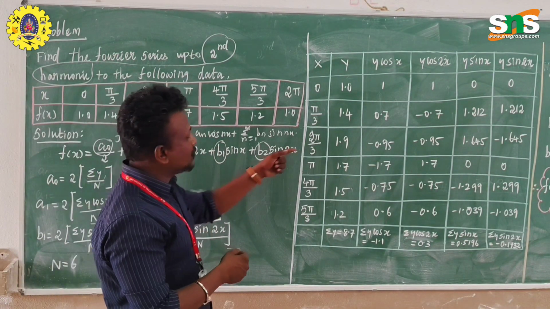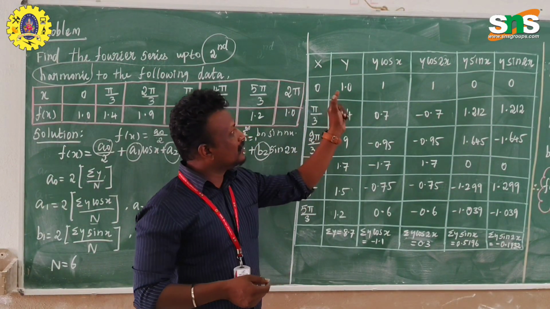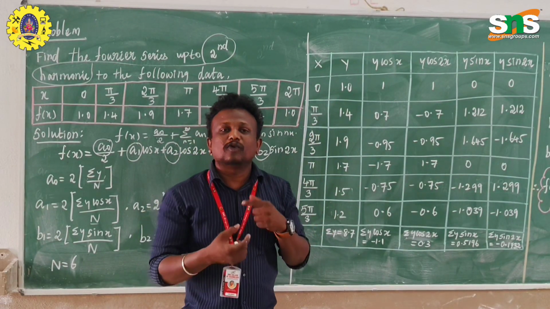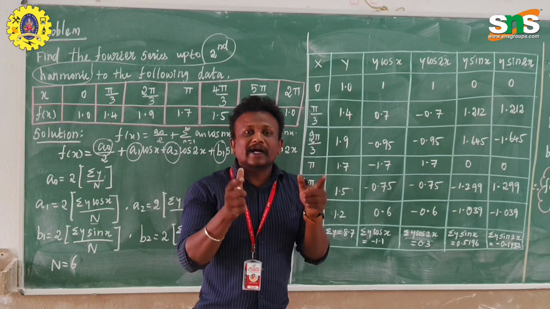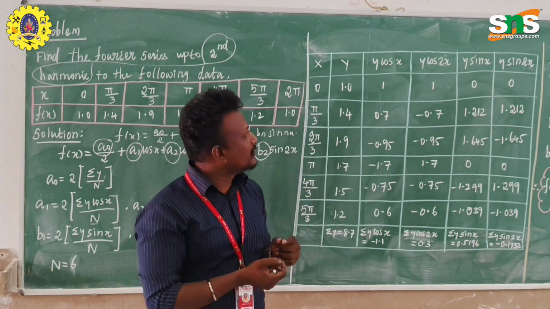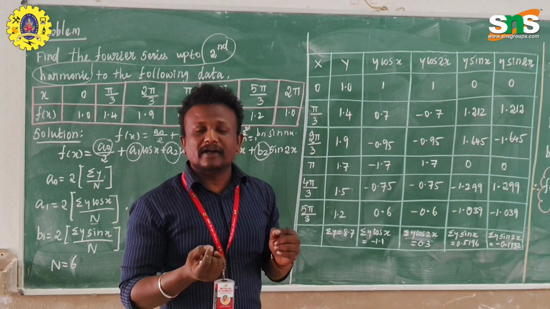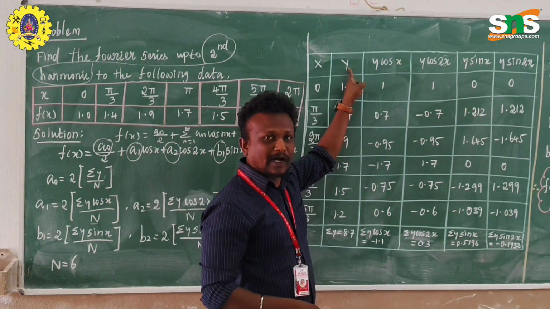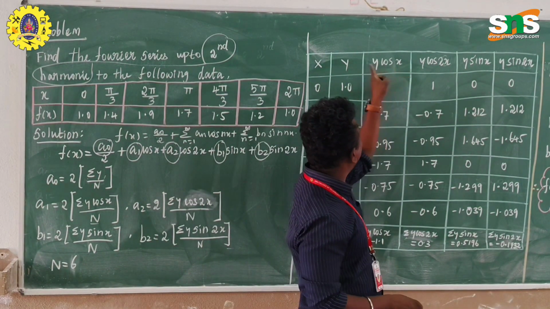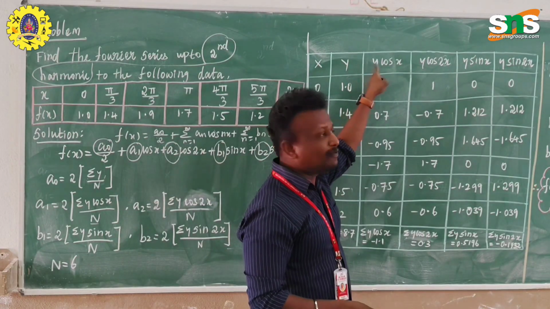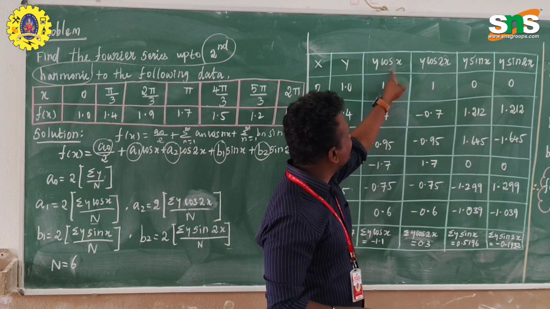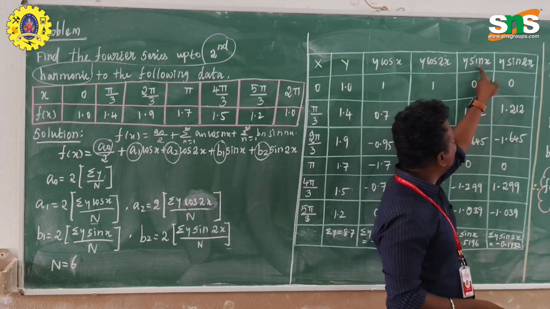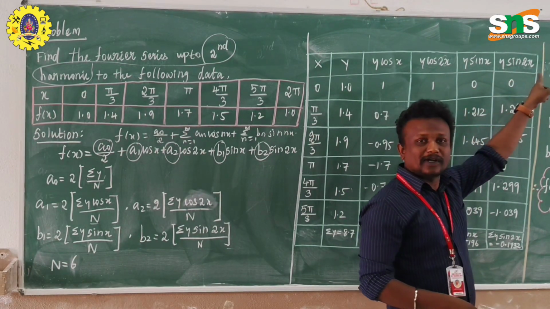Let us come to step 2. Here we have to form a tabular column, where we find out the required things in order to find the values of A0, A1, A2 and B1, B2. To find A0 we require summation y. To find A1 we require this one. For A2 we require this one. For B1 we require this one. For B2 we require this one.